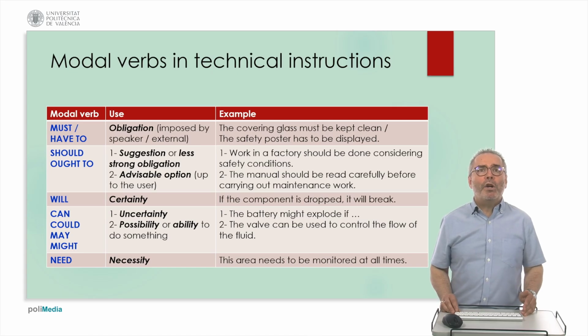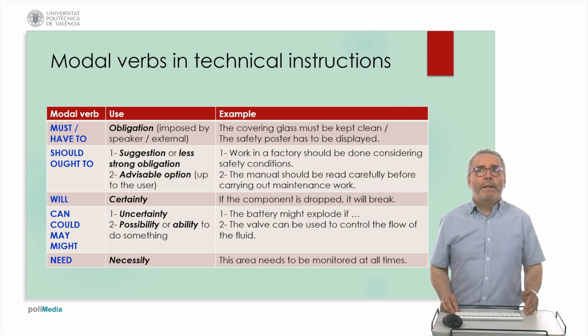Should is also possible, but it has two meanings, as well as ought to. The first meaning is a suggestion or a less strong obligation. For example, work in a factory should be done considering safety conditions. The second meaning would be an advisable option, but which is up to the user. It's not obligatory. For example, the manual should be read carefully before carrying out maintenance work.